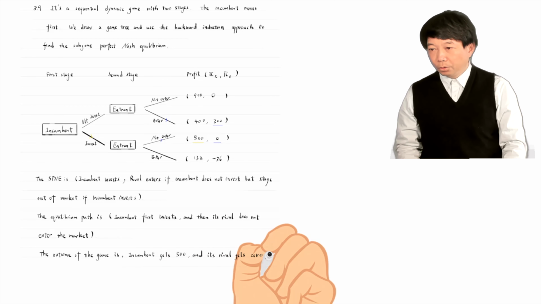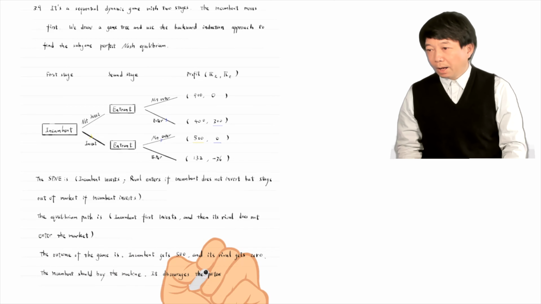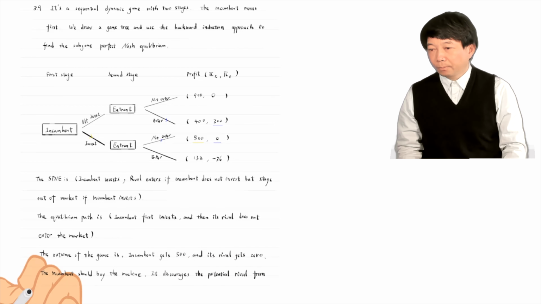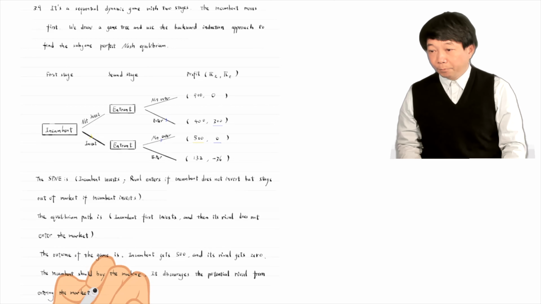The incumbent should buy the machine because it discourages the potential rival from entering the market. Without the rival, the incumbent earns 500, which is better than 400, the profit after the rival enters the market. The incumbent will never earn 900, facing potential rivals in the market.